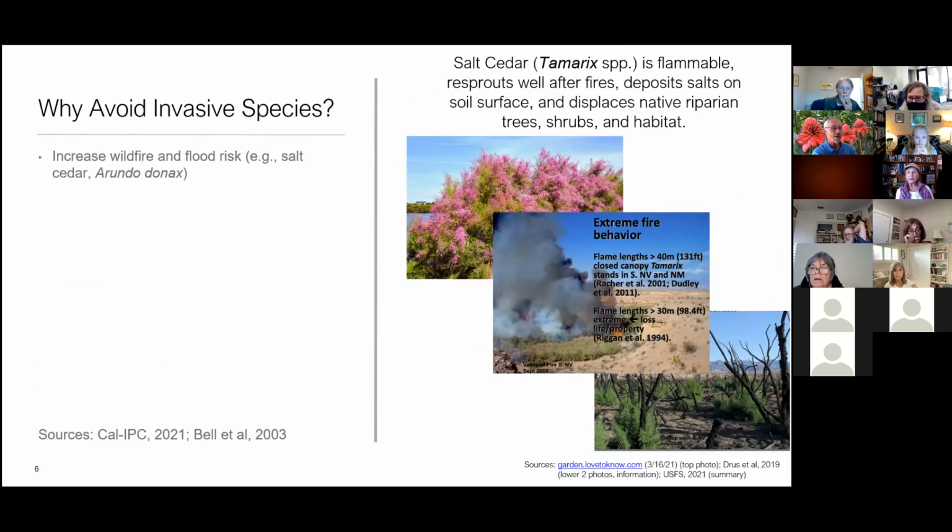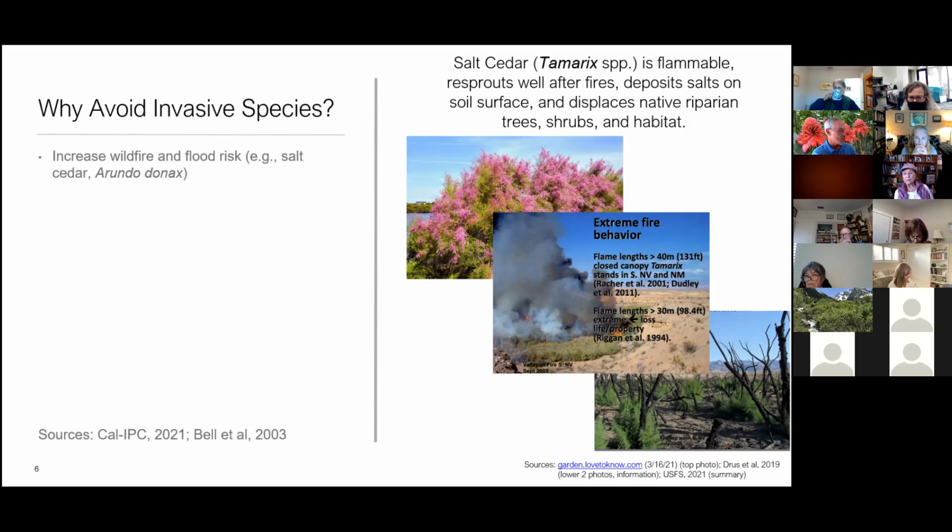Probably have all seen it on roadsides or along riparian areas, meaning stream sides or river sides. It increases fire. It has oil in it, and it just goes up. You see by the middle picture there, it burns incredibly well, and it re-sprouts after fire where a lot of our native riparian species do not. It also leaves salts on the surface of the soil that make it hard for our native species to re-sprout. I mentioned arundo there.